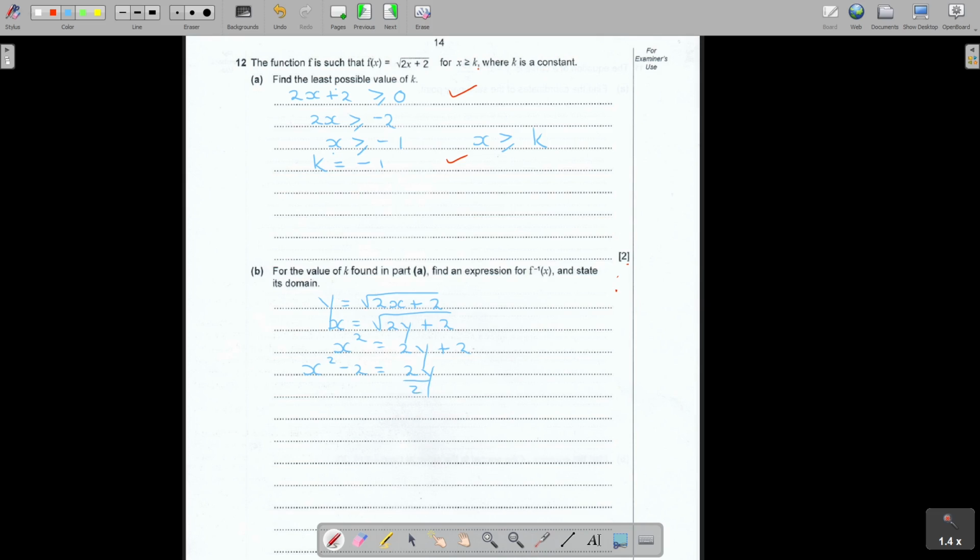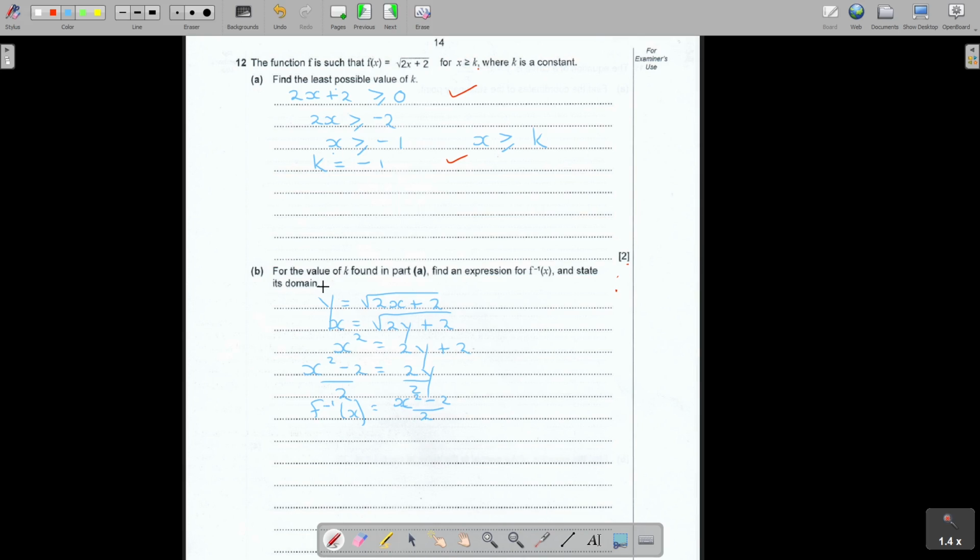And then I just divide by 2. I'm ending with f^-1(x), and it's just going to be x squared minus 2, all over 2. I can leave it like that. You can also say x squared over 2 minus 1, but it's not necessary. And just end by showing that it's the inverse function.